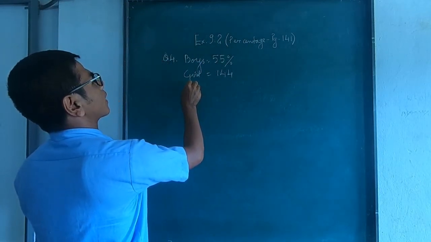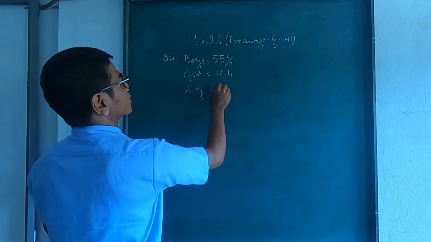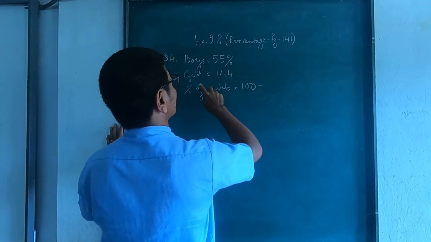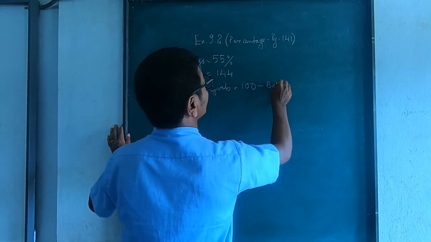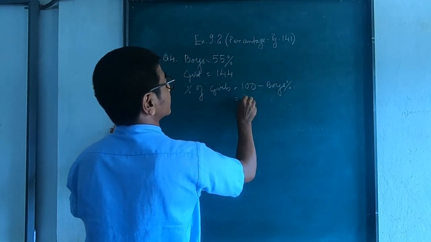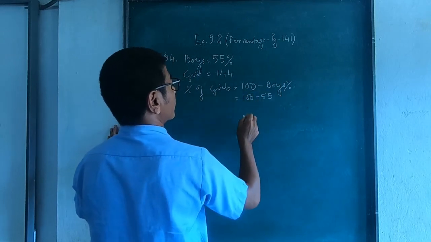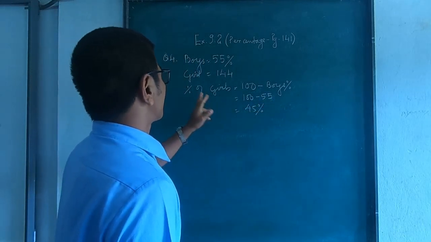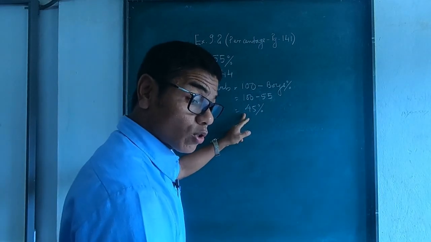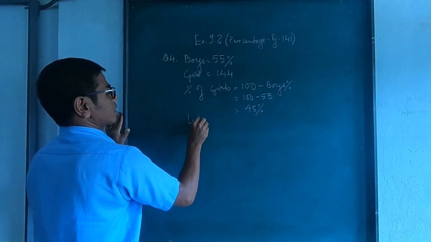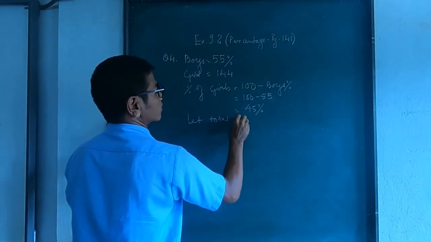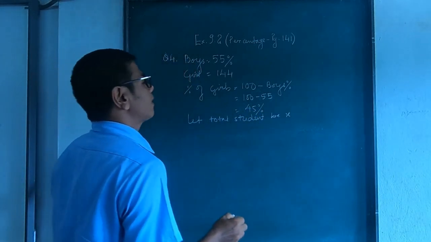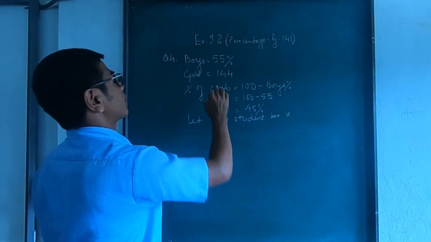Let us find the percentage of girls. That is 100 minus the percentage of boys. Boys percentage is 55, so 100 minus 55 is 45%. So the girls are 45%. We don't know the total number of children. Let the total students be X.